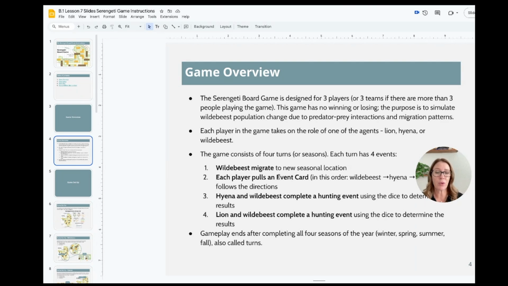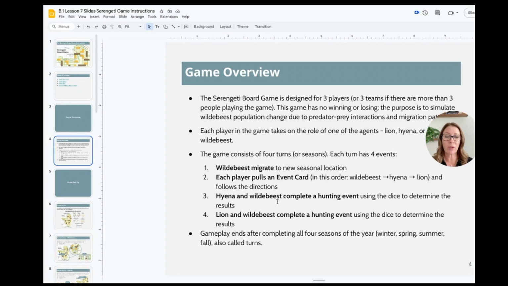Then each player pulls an event card. It's going to be in this order: wildebeest will pull first, then hyena, then lion. They're going to follow the directions, and whatever happens on that card, you're also going to record in the data table.